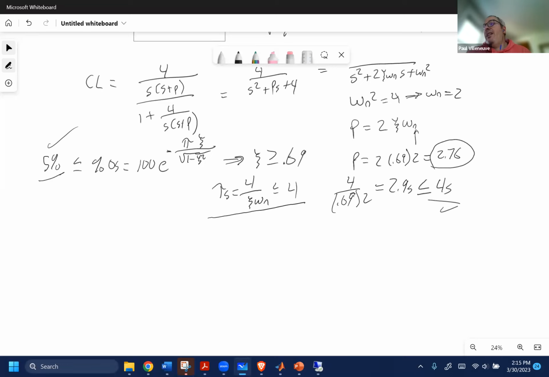If it wasn't going to settle for us, then we would have had to increase our value of P to meet that second criteria. So I just went ahead and calculated the zeta for the 5% overshoot, and then I confirmed that my settling time was less than 4 seconds. So I got my P value from the overshoot, and then I just checked it with this equation here. That's all I did.